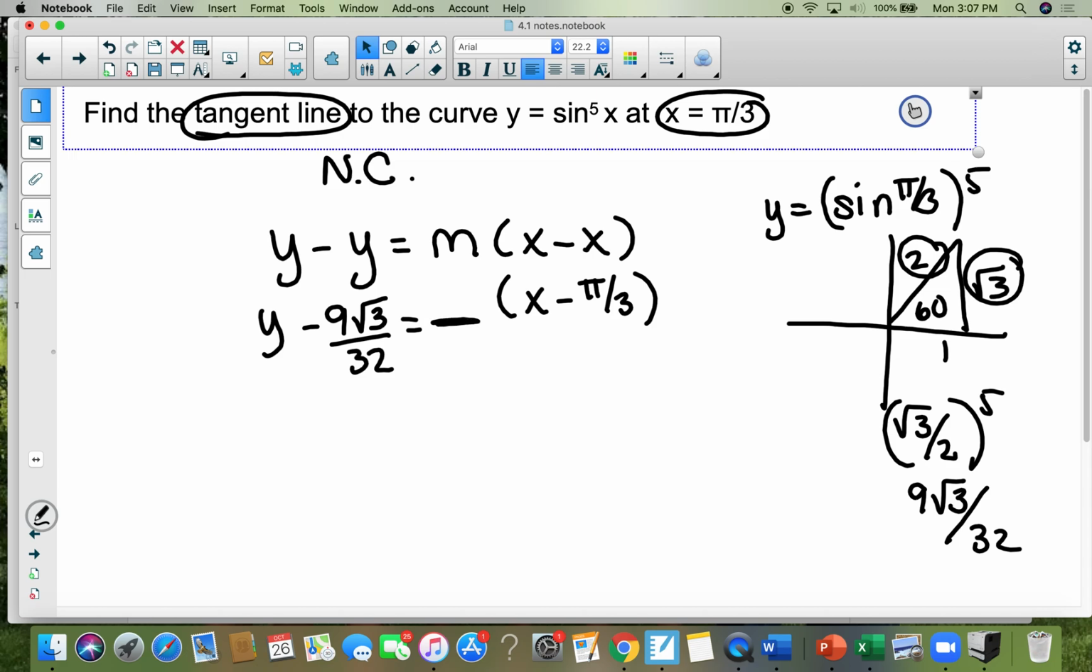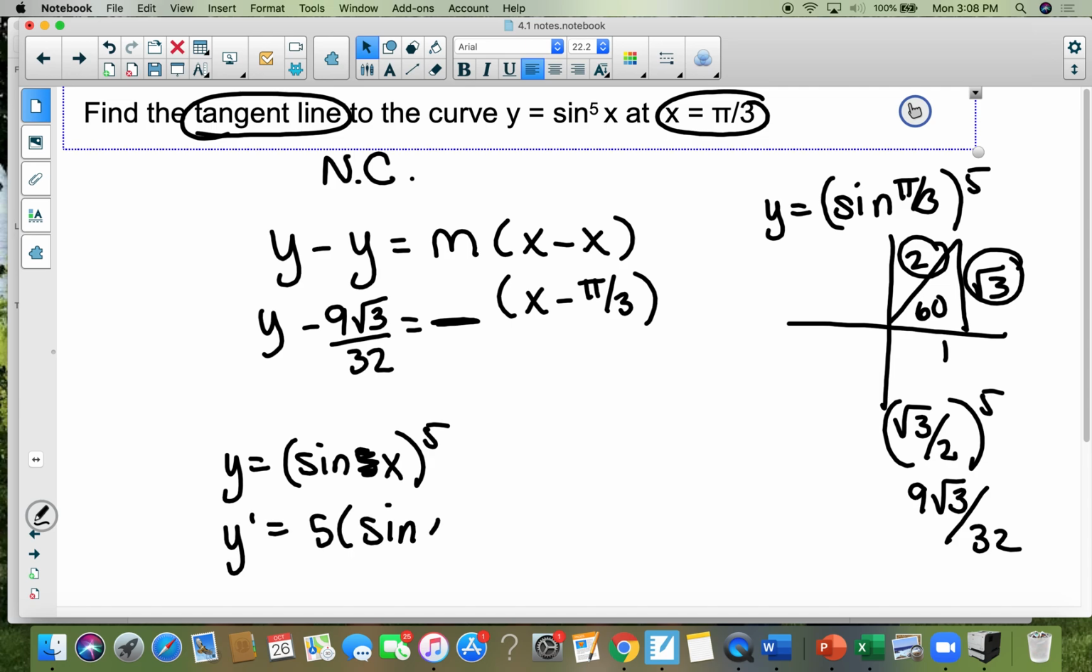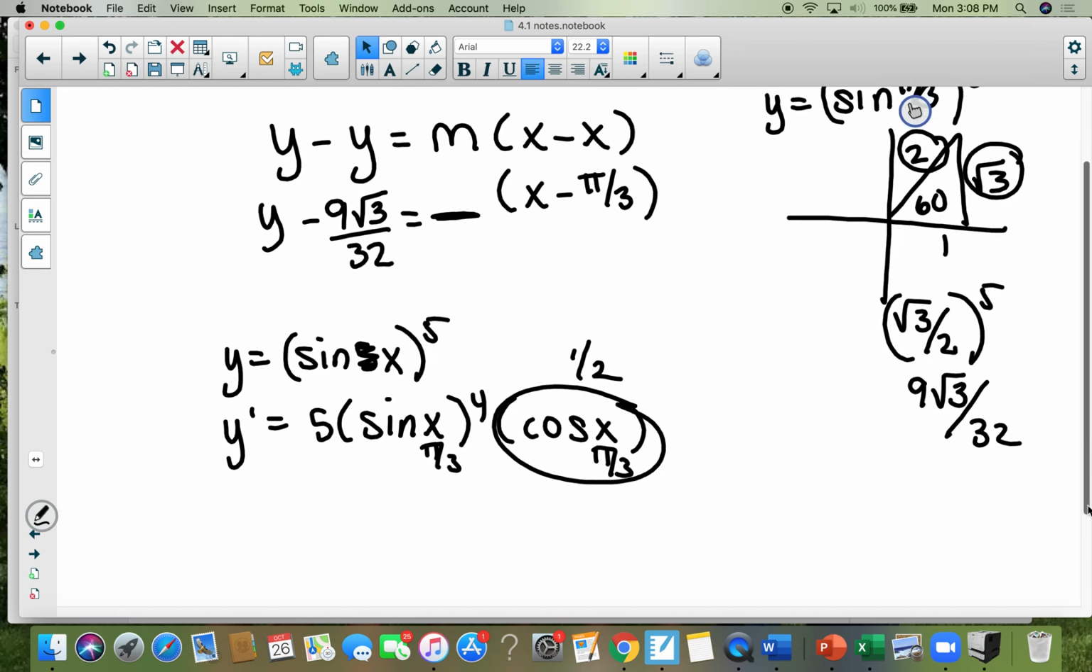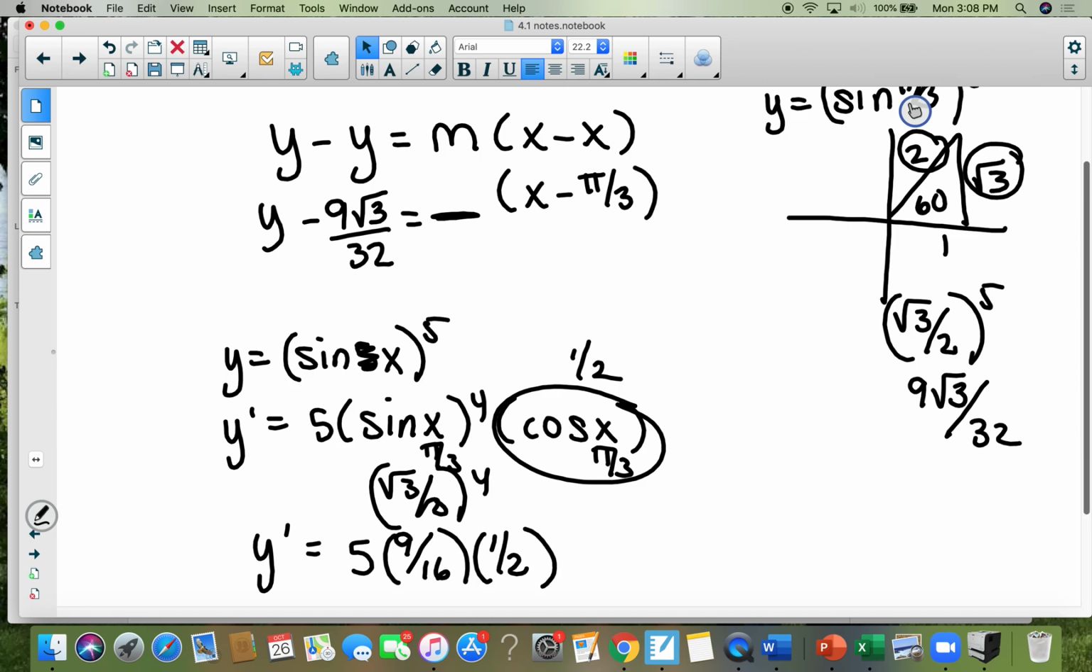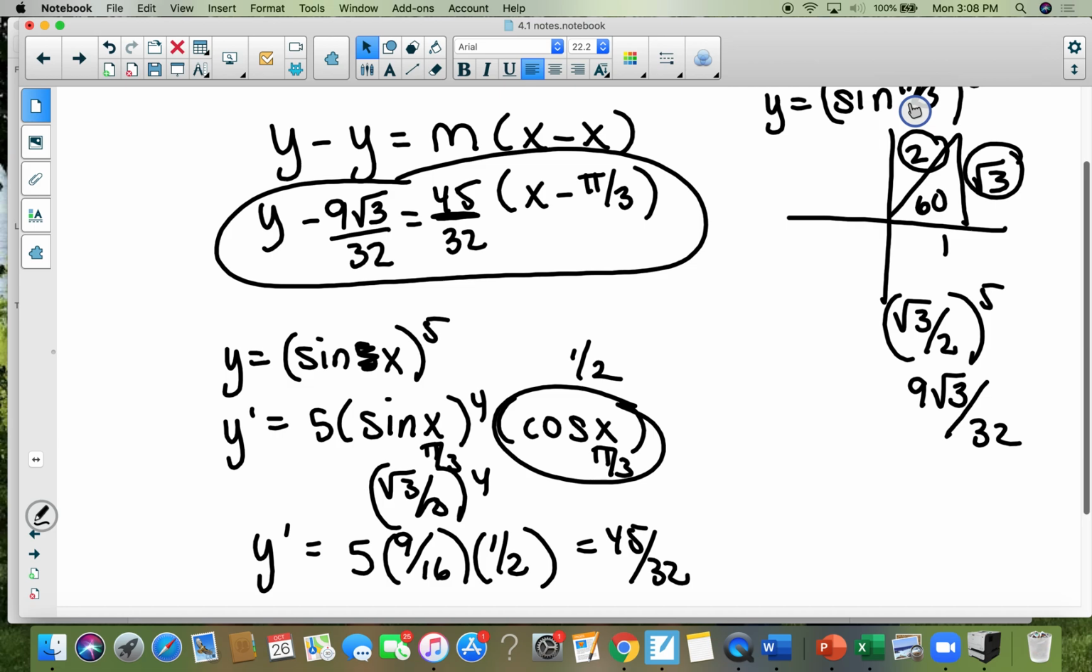and we need to know how to find the slope. So we're going to do y equals the sine of x raised to the 5th. Y prime is equal to 5 sine of x to the 4th. I found the derivative of the outside, and now find the derivative of the inside. Put pi over 3 here and put pi over 3 here. The cosine is 1/2. And this is going to end up being the square root of 3 over 2 raised to the 4th. So y prime is going to equal 5 times 9 over 16 and 1/2 will give you 45 over 32 is the slope. And do not simplify that. See how more complicated the problems are starting to get.